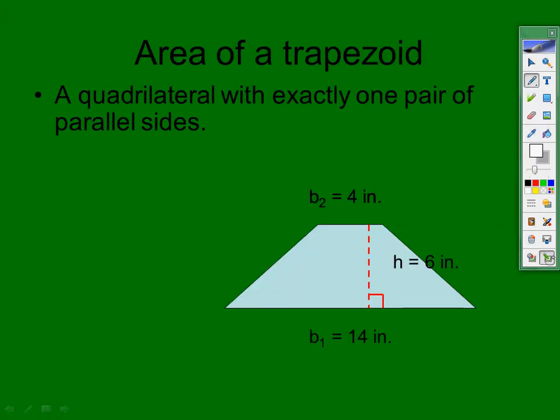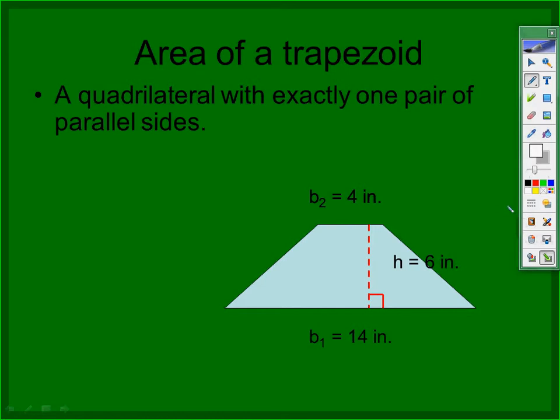Looking at a trapezoid, a couple things to remember, and you can copy the definition if you need to, pause it as long as you need. A quadrilateral with exactly one pair of parallel sides. When we were talking about parallelograms, we were talking about 2 pairs of parallel sides, whereas now we're just talking about 1. The parallel sides are going to be your 2 bases. So when you're looking at a trapezoid and you have to determine your bases, your 2 bases are always the pair of parallel sides. So in this case, base 1 would be 14, base 2 would be 4.